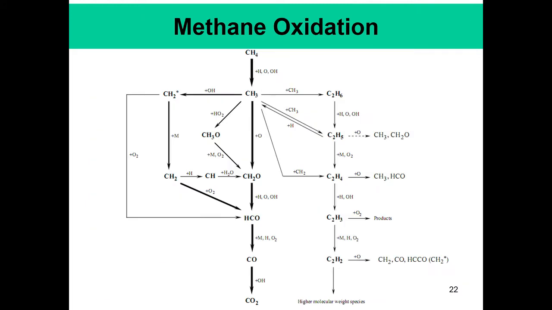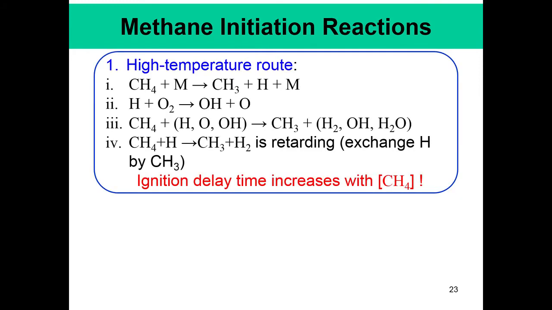So methane oxidation can be schematically represented in this diagram, where methane essentially goes to form CH3. These thick arrows indicate a process which is more important, whereas these thin arrows indicate processes which are less important. But we will discuss this in more detail rather than going through a schematic.